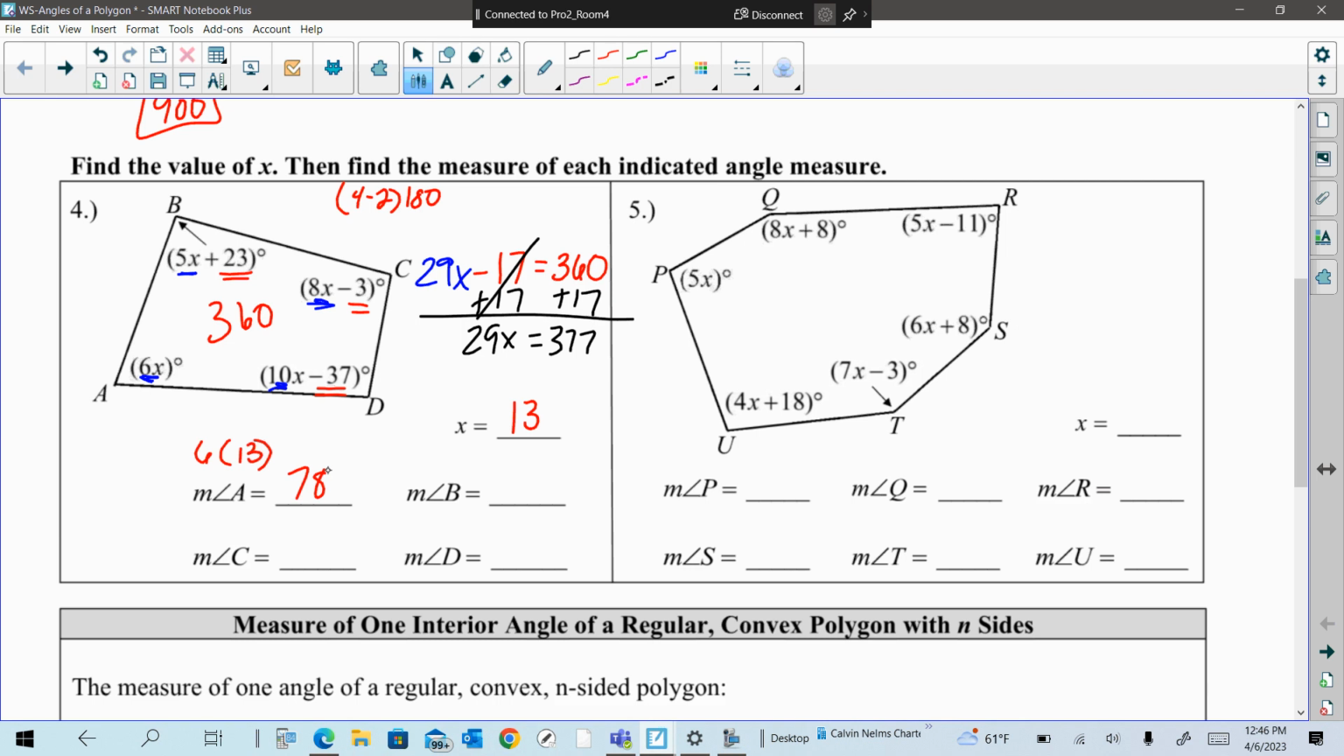Like on 5, because we now have 1, 2, 3, 4, 5, 6 angles, 6 sides, we have to do 6 minus 2 times 180 first. This comes out to be, I believe, 720. So now that's what our equation is equal to. You have to add up all your x's, 8x, the 5x, the 6x, the 7x, and then write your equation. Does everyone understand what we're always doing for sum on 1 through 5? Okay. All right.